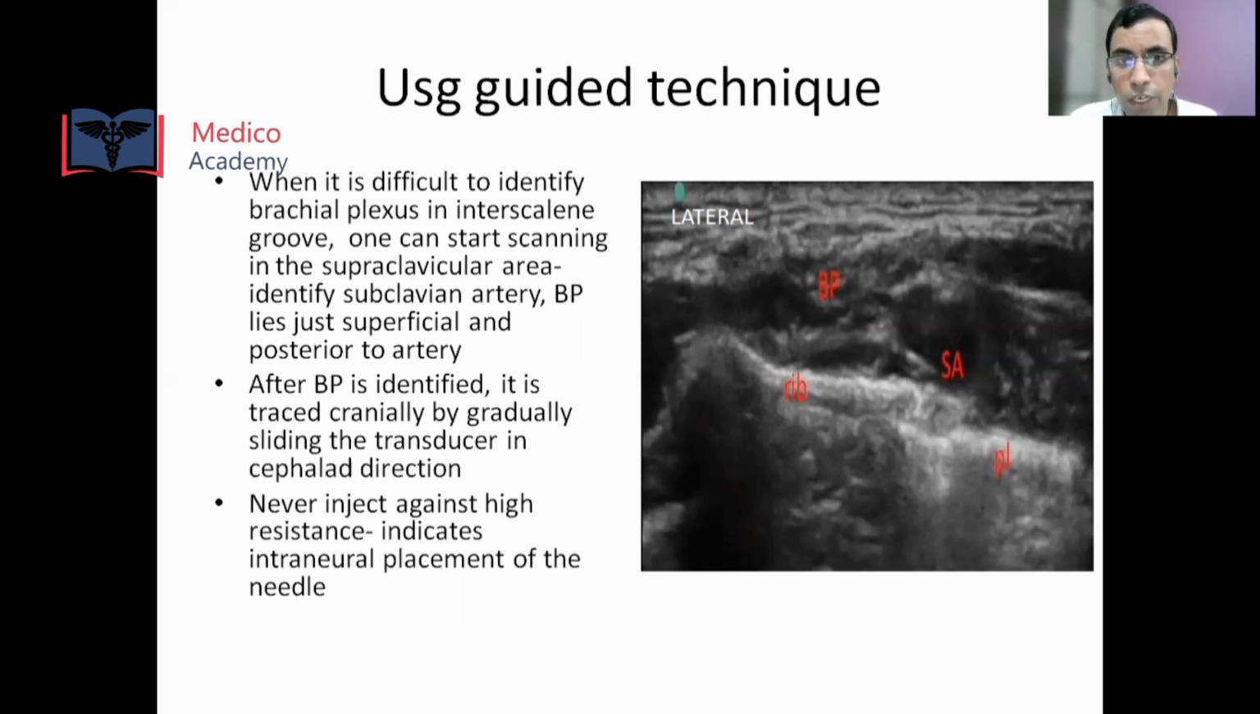When it is difficult to identify the brachial plexus in the interscalene groove, one can start scanning in the supraclavicular region. We should identify the subclavian artery. The brachial plexus lies superficial and posterior to the artery. Once the brachial plexus is identified, it is traced cranially by gradually sliding the transducer in a cephalad direction. Never inject against high resistance in this block. It indicates intraneural placement of the needle.